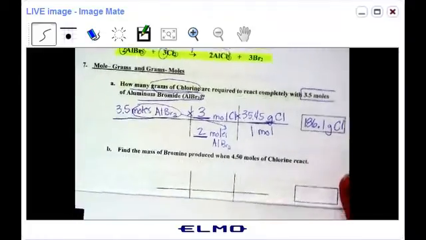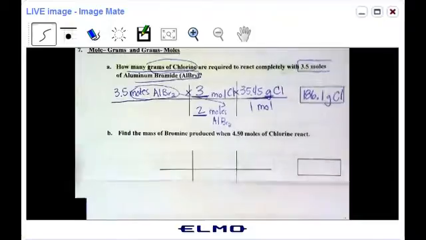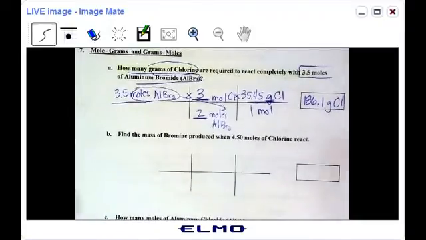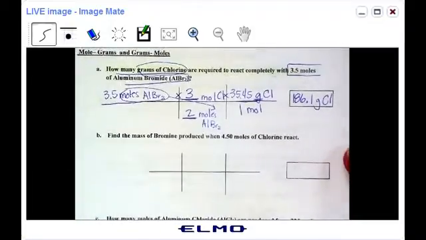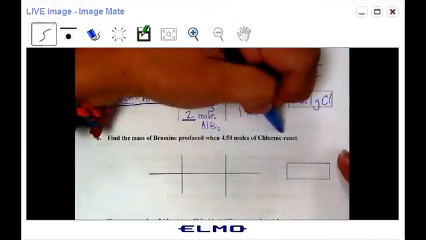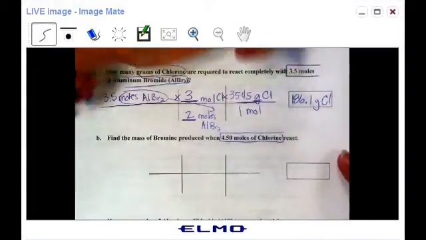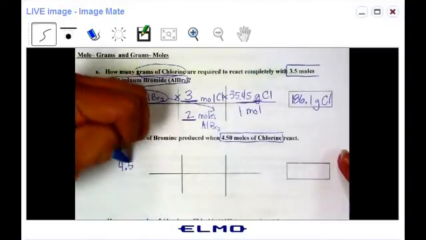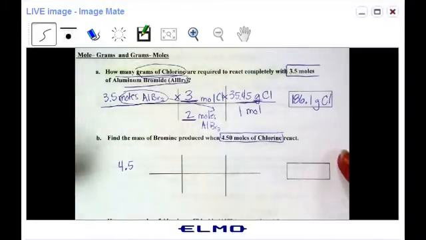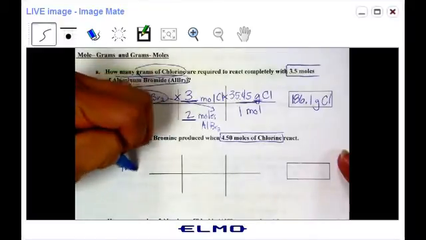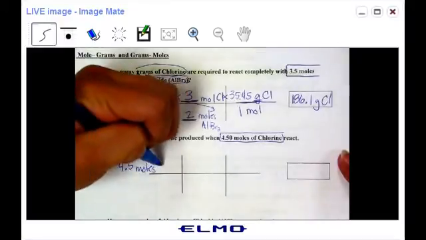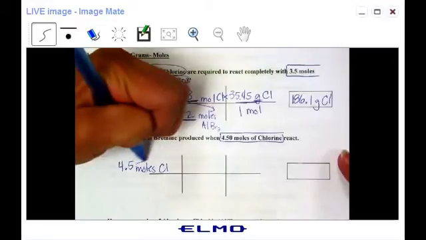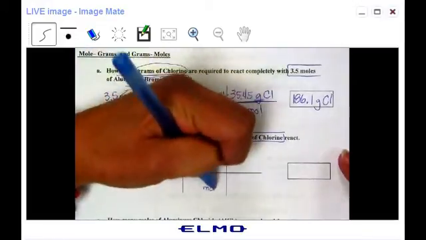Okay, we have time for one more. Before I even read it, I'm just going to look at the number I was given. I'm going to put that in my top left. Whatever number you see goes in your top left. That's how you start the equation. 4.5 moles of chlorine. If moles of chlorine's there, moles of chlorine is here.